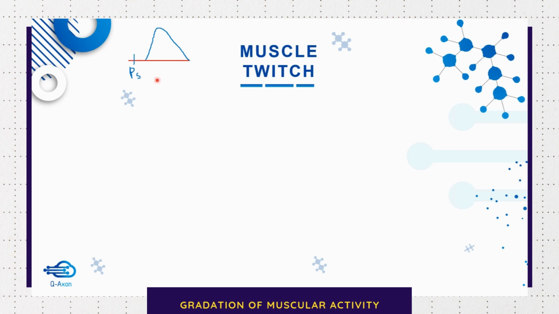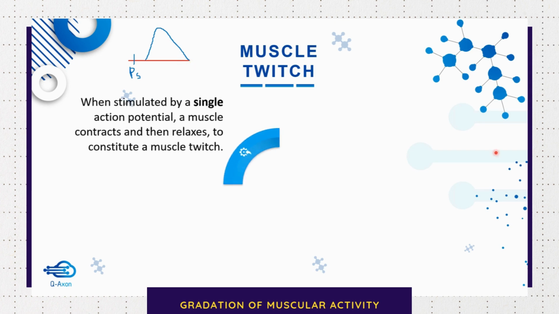If you apply a single stimulus, then the response that you get from the skeletal muscle fiber is called muscle twitch. So that is made up of contraction followed by relaxation. So how do you define muscle twitch? It is the response of the muscle to a single action potential.